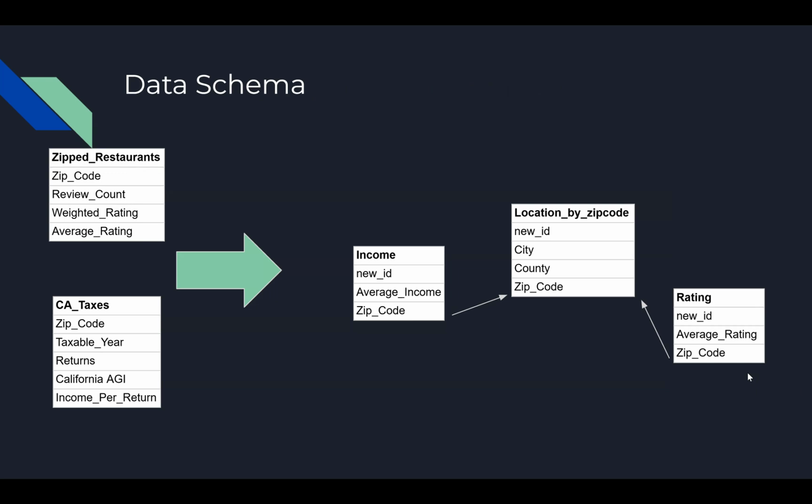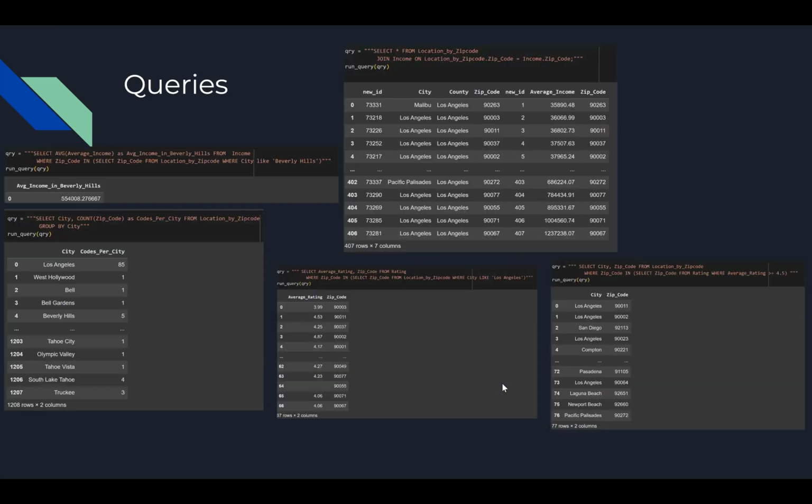All right, so then for my data tables, which are in SQL, the ones here on the left, I just brought into SQL and then I brought them right back out merged. So then I could deal with the data a little more easily. But the ones here on the right, I had three main tables. I had location by zip code, income and rating, and income and rating both shared a foreign key of zip code with location by zip code. So it's easy to look at stuff grouped by city and county when I do the queries, which you'll see just now.